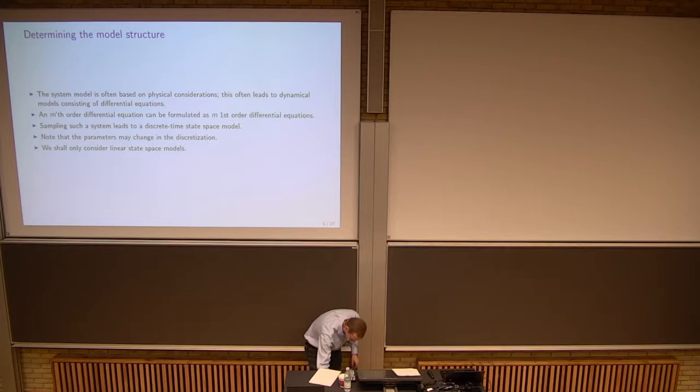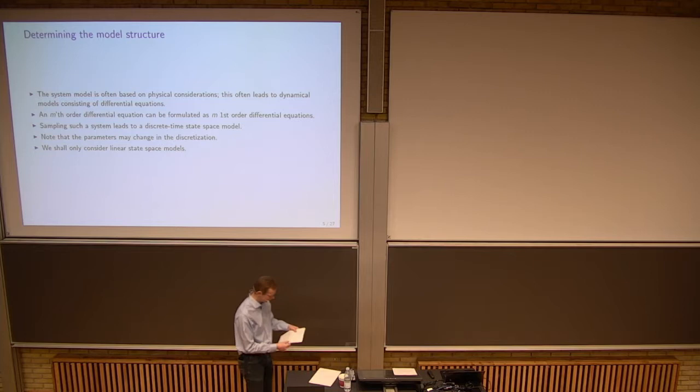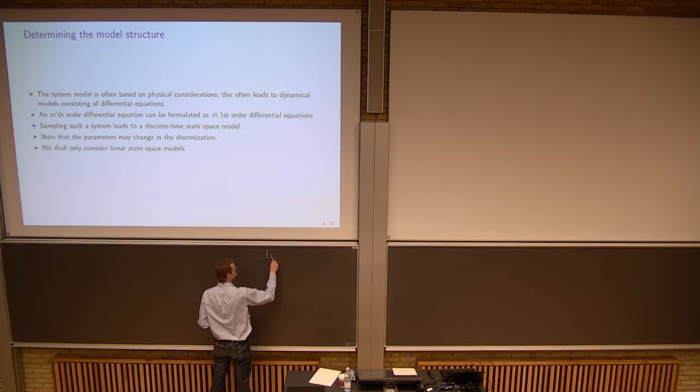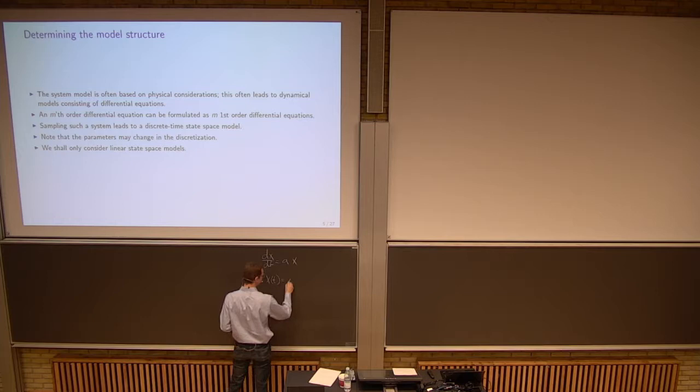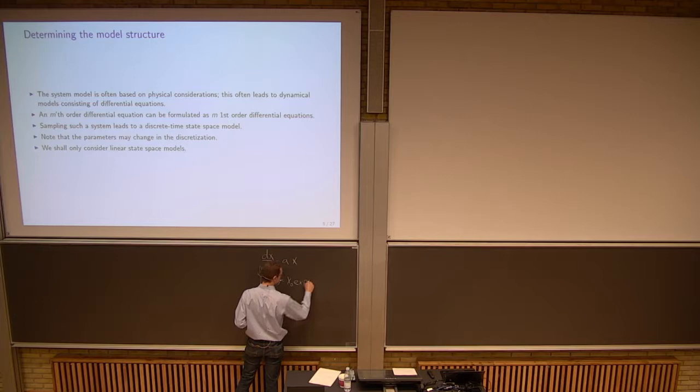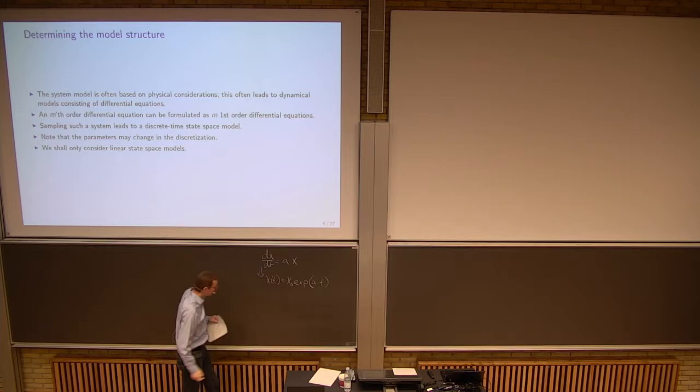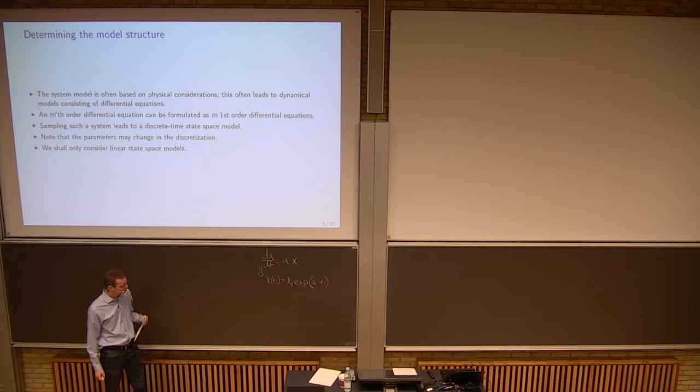So I think the easiest case is to say, well, if you have the differential equation, the simplest one we can come up with in continuous time is dx/dt equals some constant a times x. I think you all solved that one before. So the solution to this one, x as a function of time, equals some initial condition times the exponential of a times t. So that you've all seen before. Now, if I want to sample this system, how do I get from one time point to the next?